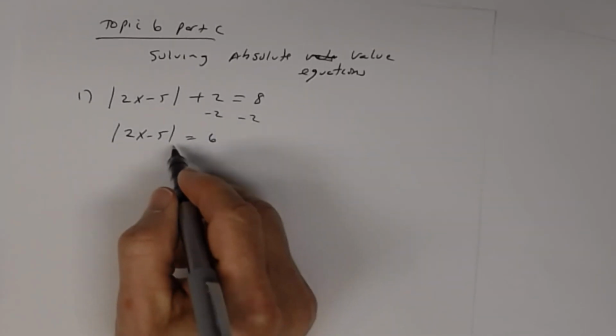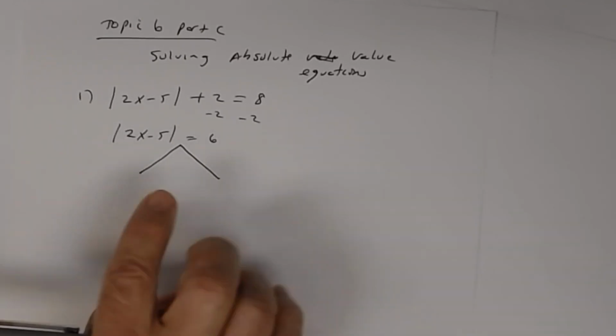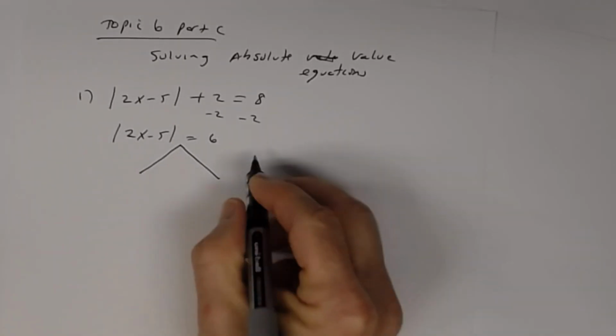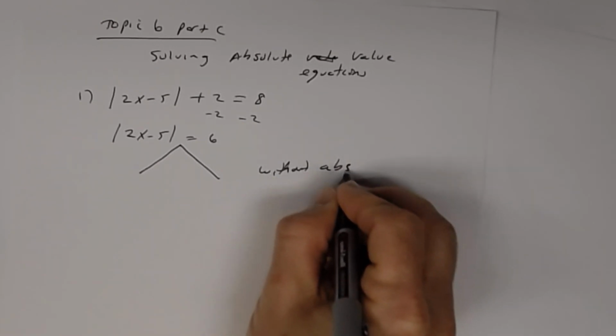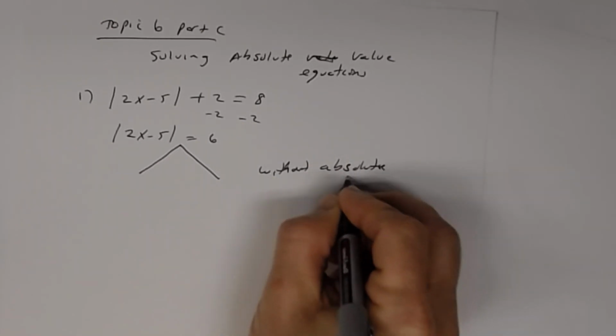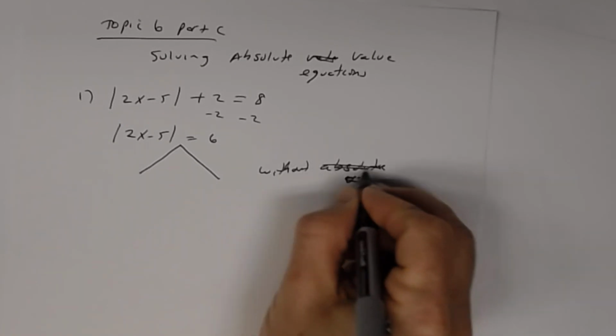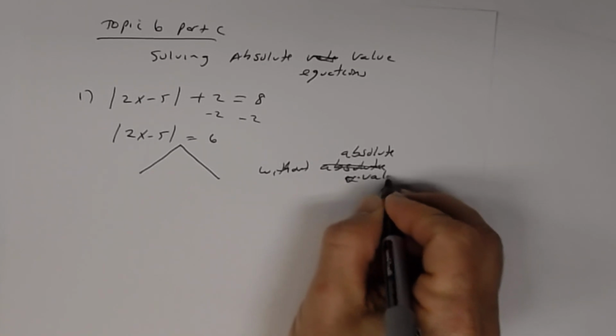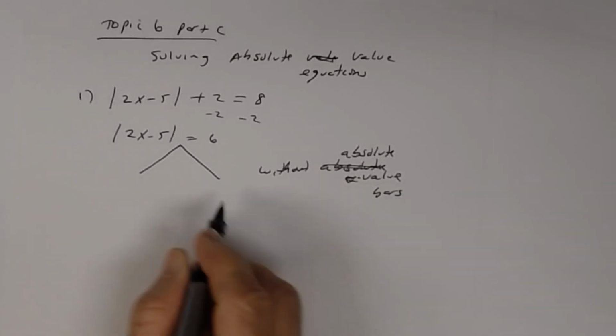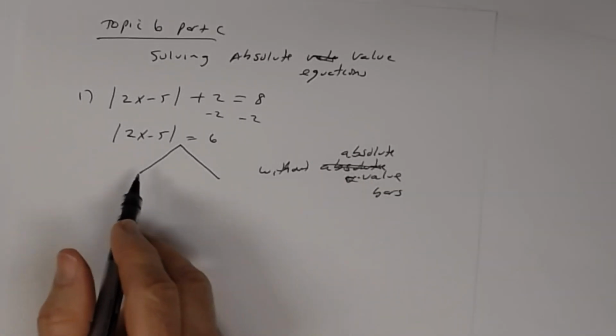Once you get to that point, when you look at those lessons, you're going to see that you're going to split this into two equations. You're going to split it into two equations without absolute value bars. So you must have two equations.